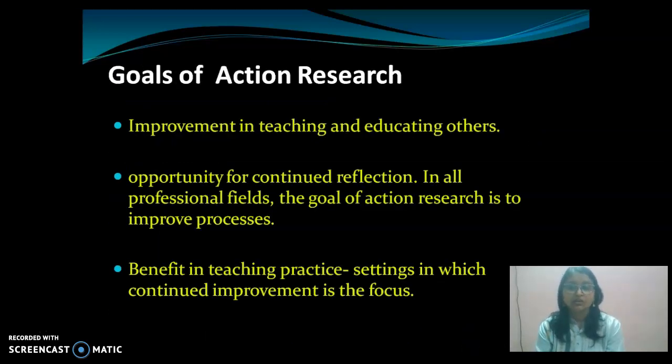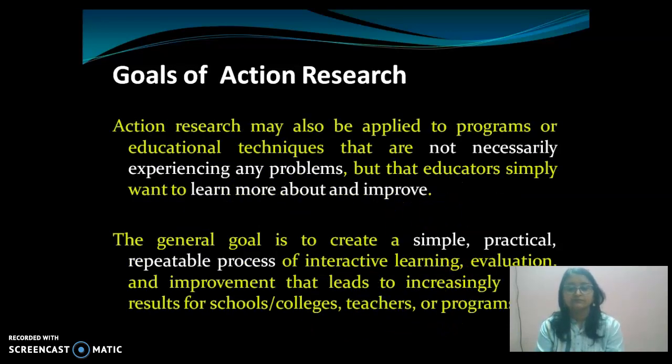Goals of action research: improvement in the teaching education process, opportunity for conducting and reflecting upon our professional development, our improvement, and benefits in the practice setting. It benefits the teaching practice settings. When we are teaching in the class, our students can tell us whether we are going right or not, whether they are getting us or not, and how we can improve our teaching. Then other goals are there. It's not necessary that we experience a problem, then we will do the action research. Maybe improvement will be the reason.